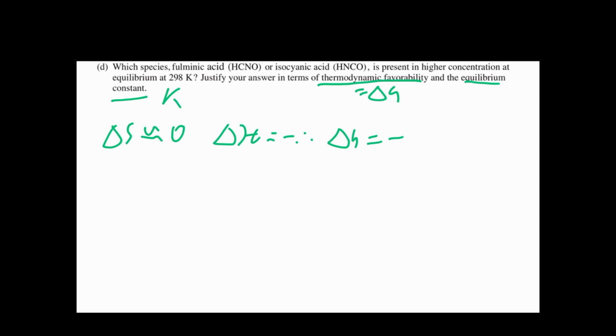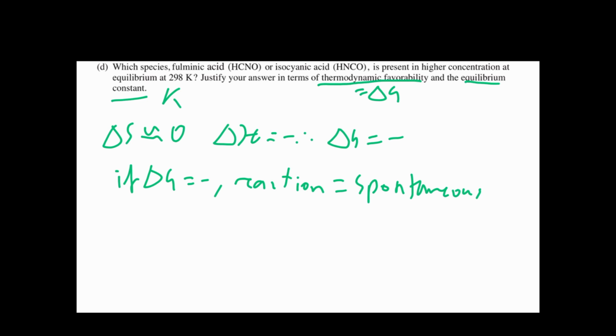And so we know that if delta G is negative, the reaction is spontaneous. And if the reaction is spontaneous, then we can say that the products are favored. Our last thing that we need to say is that if products are favored, then K will be greater than 1, because you'll have your product over reactants ratio.